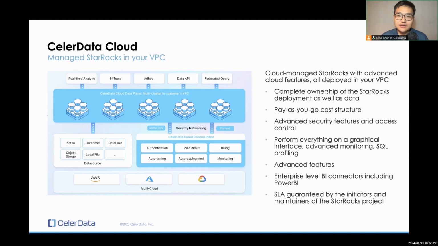And also, CelerData Cloud comes with a bundle of advanced features that StarRocks doesn't have. For example, the multi-warehouse feature. It allows you to spawn separate compute warehouses for your different workloads, so you can protect your business critical workloads with real resource isolation. It also has great support for commercial BI tools such as Power BI. And lastly, the SLA of CelerData Cloud is guaranteed by the initiators and the maintainers of the original StarRocks project.